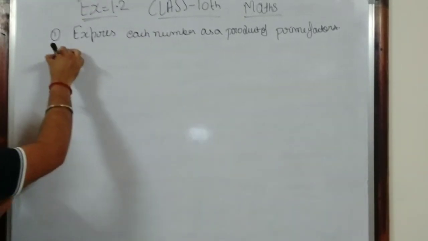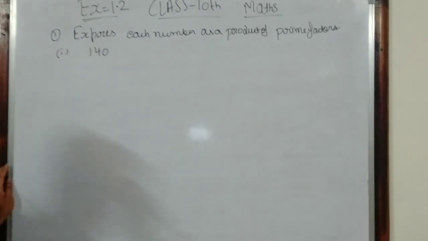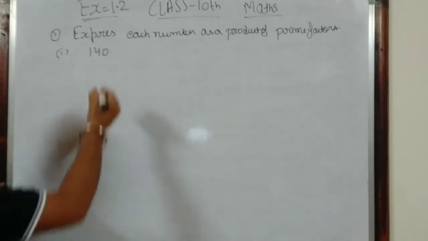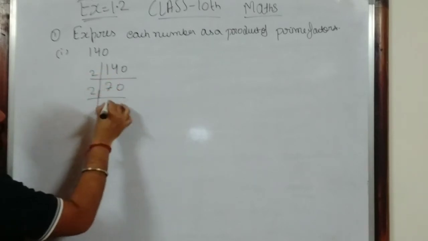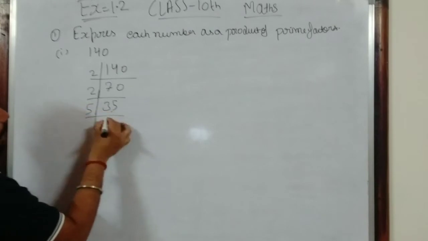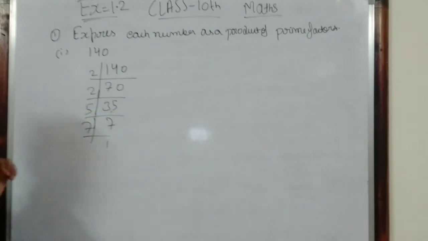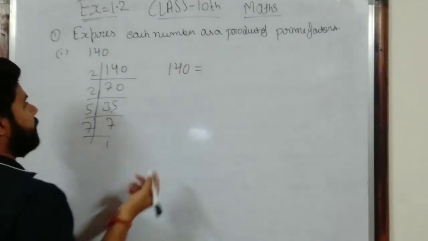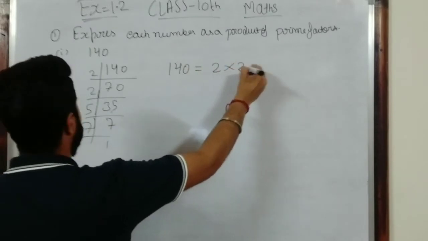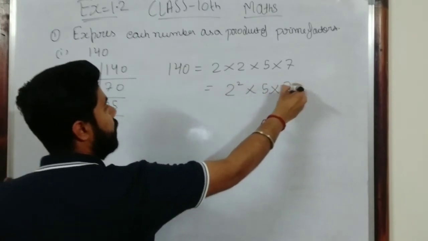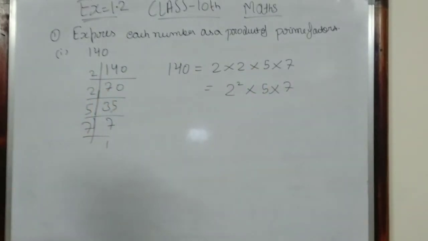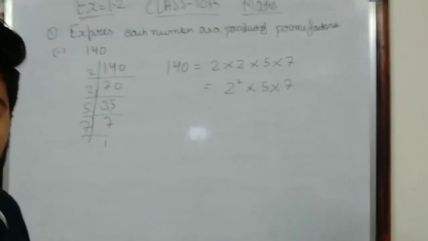140. We have already done this type of question in previous classes. It is just simple prime factorization. So 140 divided by 2 is 70, divided by 2 is 35, divided by 5 is 7, and 7 divided by 7 is 1. 140 is a composite number. We can simply write 140 as a product of primes: 2 into 2 into 5 into 7. That is 2 square into 5 into 7. It is simply a product of primes.